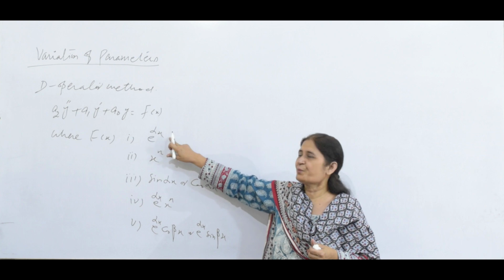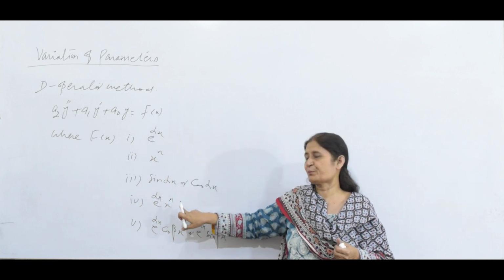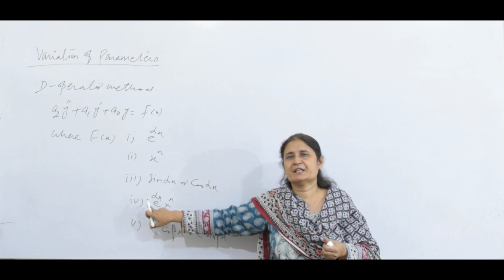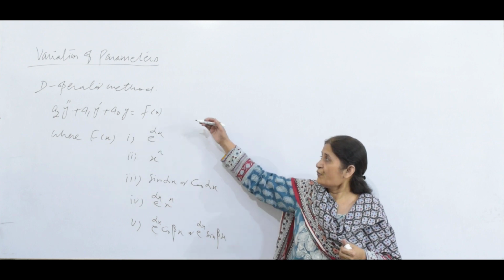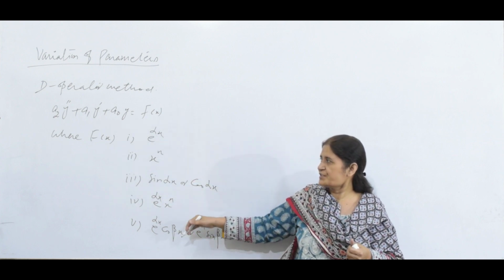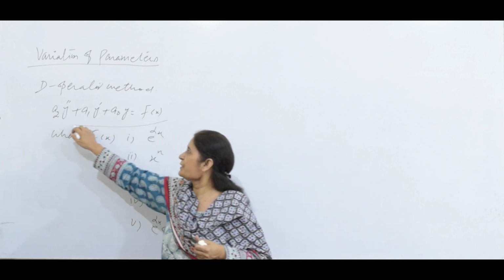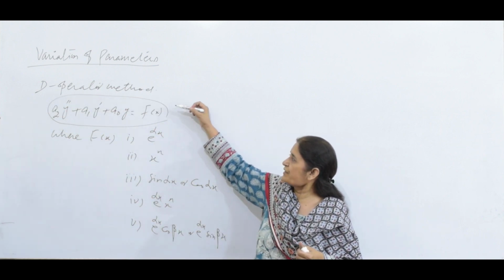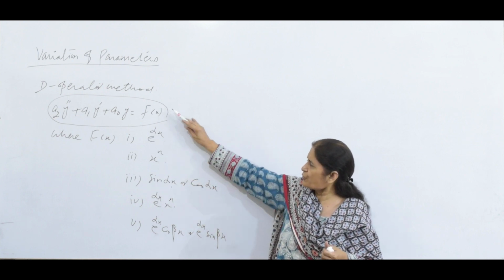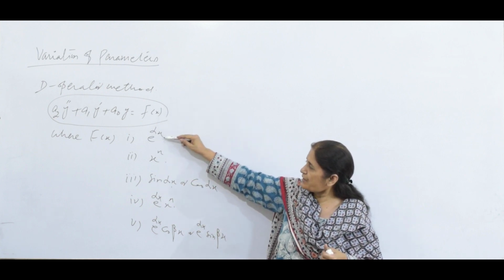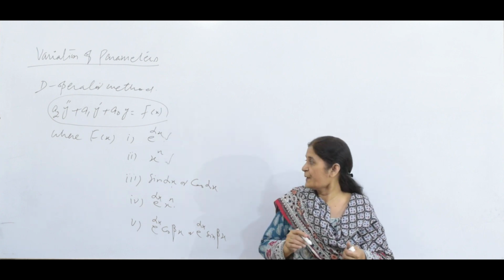So f of x could be an exponential function, or a polynomial, or a trigonometric function, the product of a polynomial with the exponential function, or the product of a trigonometric with the exponential function. We have discussed these 5 cases using the D operator method. This is the differential equation we were solving by using the D operator method, where f of x could be anything like this, or it may be a couple more functions like this. It may be an exponential function or a polynomial, added together, something like that.